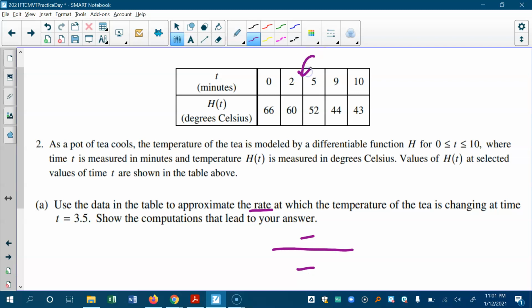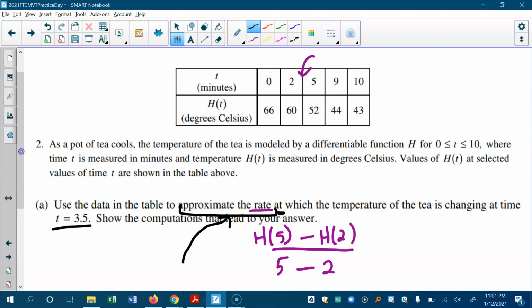3.5 falls right in between here. So what I'm going to do then is use h of 5 minus h of 2 over 5 minus 2. These are common questions. The reason that I'm using this is because, again, I want to approximate a rate, and I don't know the instantaneous rate at 3.5, so I have to approximate it.